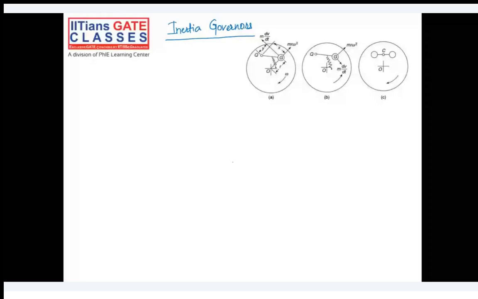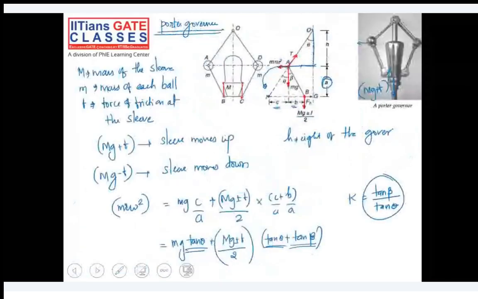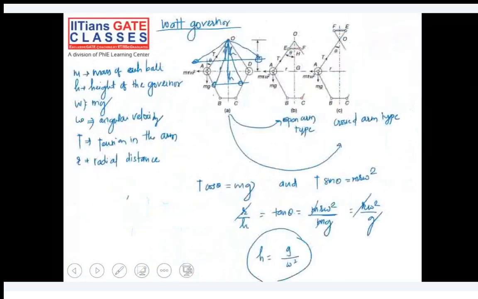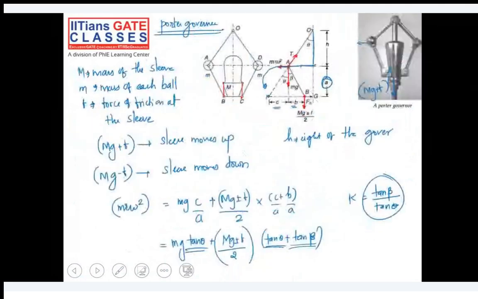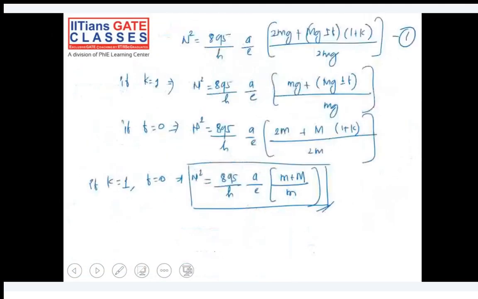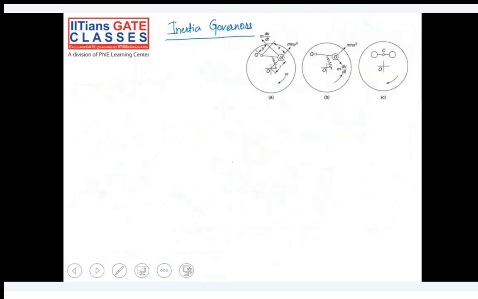Both of them have different purposes, and we also understood different types of governors, like centrifugal governor and inertia governor. I have given an introduction about it, and we have learned different types of centrifugal governors. We started with the Watt governor, Porter governor, Proell governor, Hartnell governor, and so on.